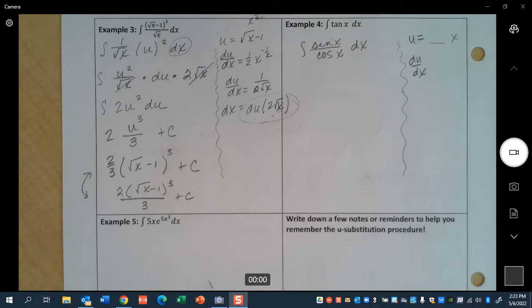So if I let u equal the sine of x, is that derivative going to work in my favor? If I let u equal the cosine of x, is that derivative going to work in my favor to cancel out what I need to? Any thoughts about what I should do? You like cosine? Let's try it.